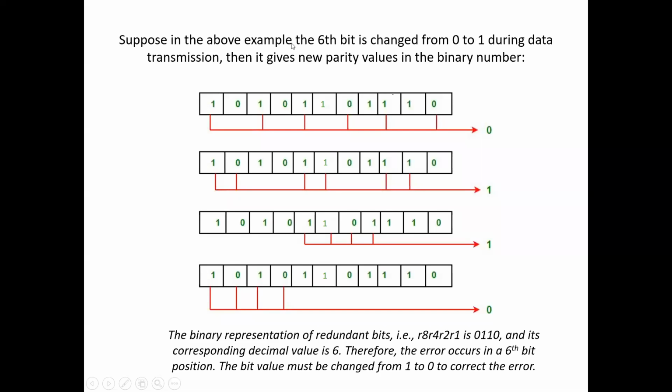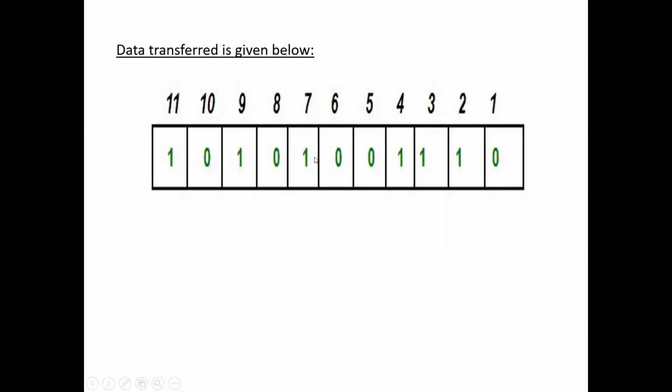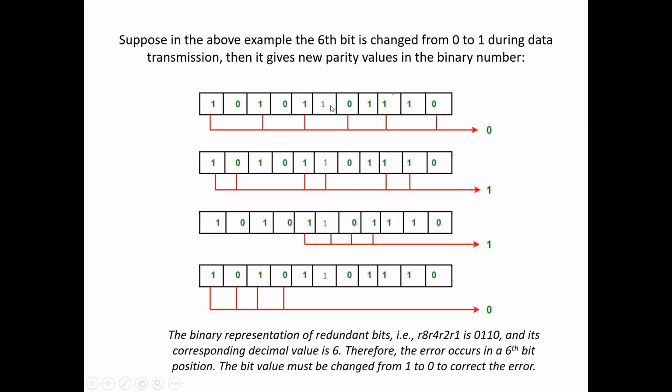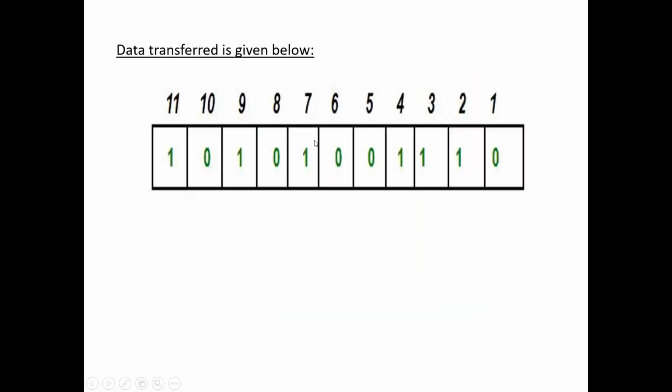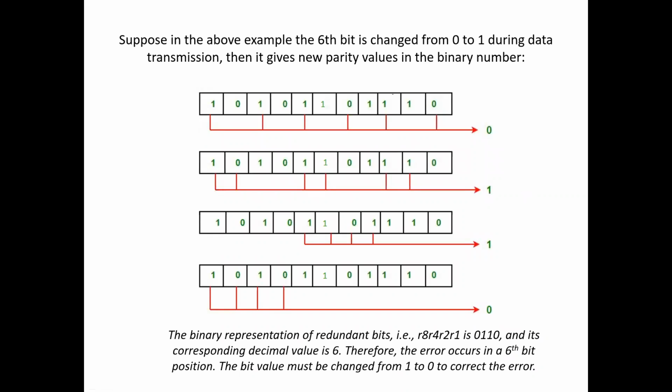Suppose in the above example, the 6th bit is changed from 0 to 1 during the data transmission. Then it gives new parity values in the binary number. Suppose this one is the data received by the receiver. Here the 6th bit is 0, but during data transmission this 6th bit is changed from 0 to 1.